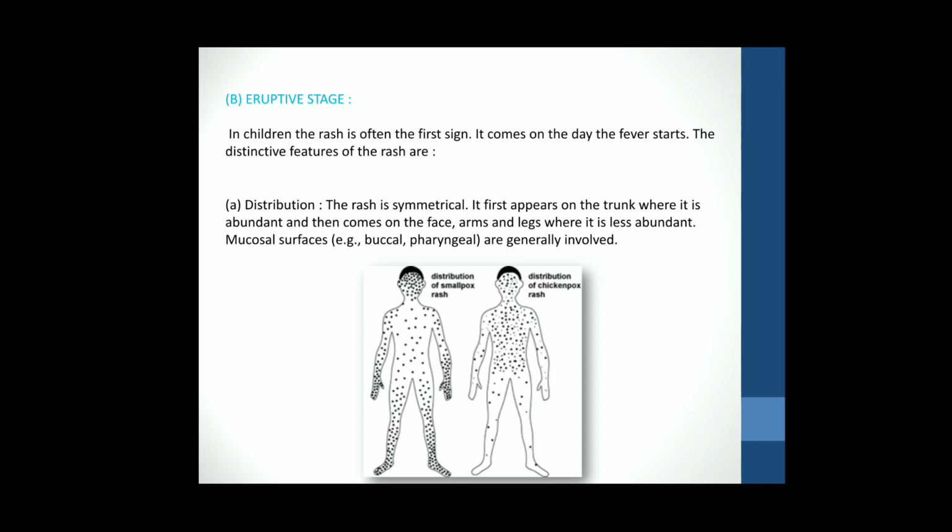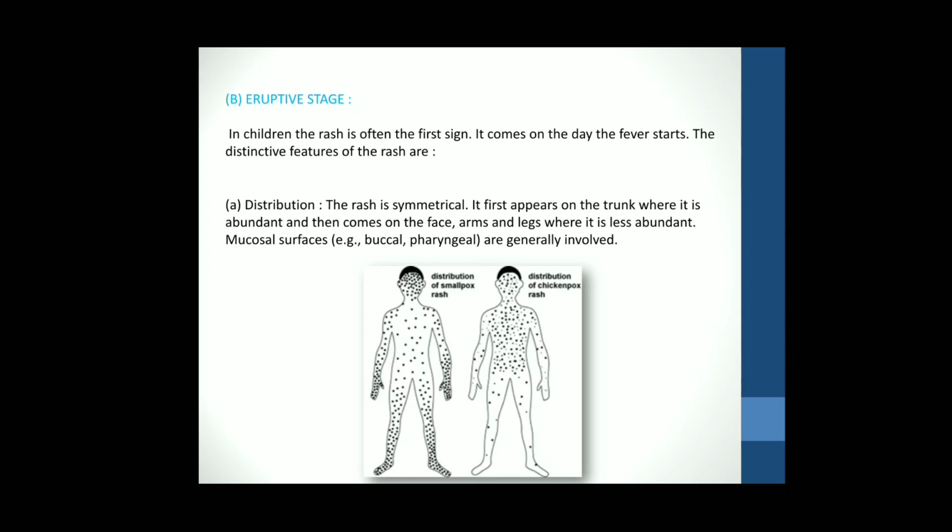See, you can observe clearly. The left side is smallpox and the right side is chickenpox. How is chickenpox? More rashes are seen on the trunk and face. Coming to the extremities, it is very less. More rashes can be seen on the trunk and fewer on the surface of the legs. You can see this compared to smallpox.